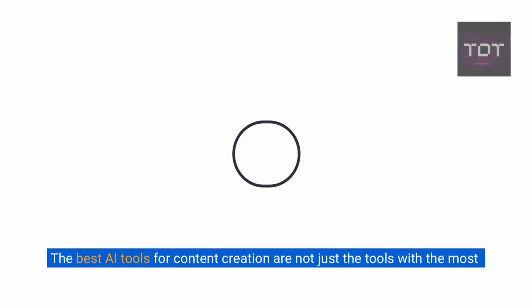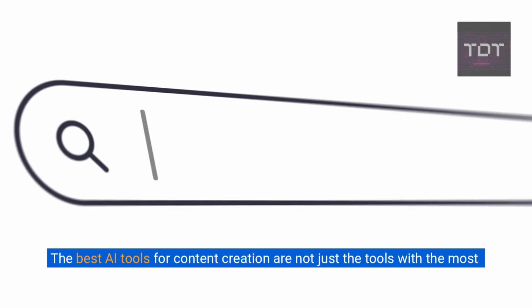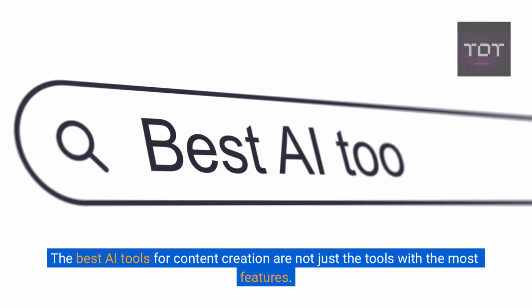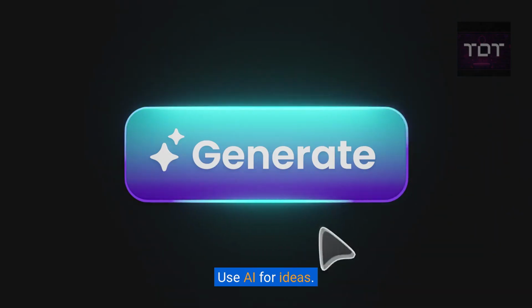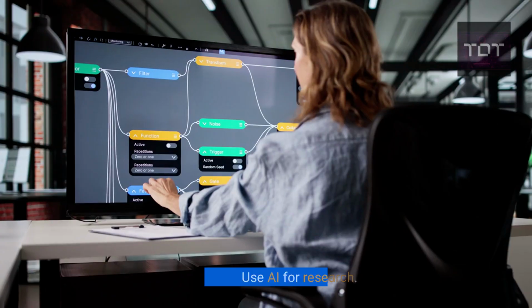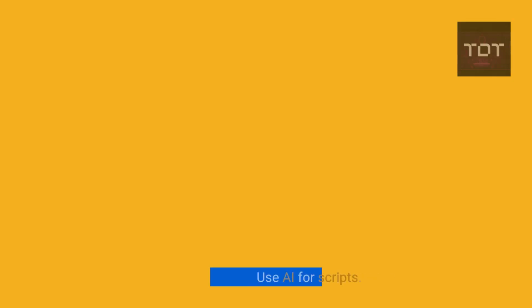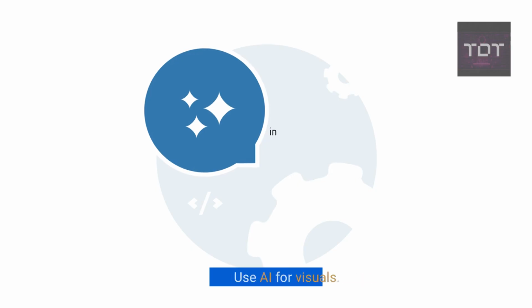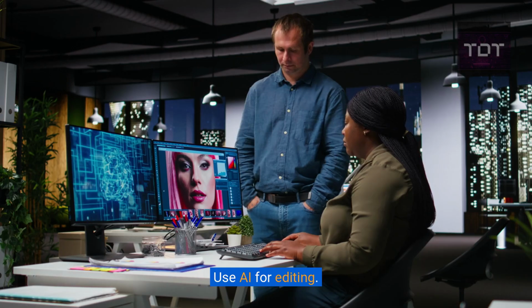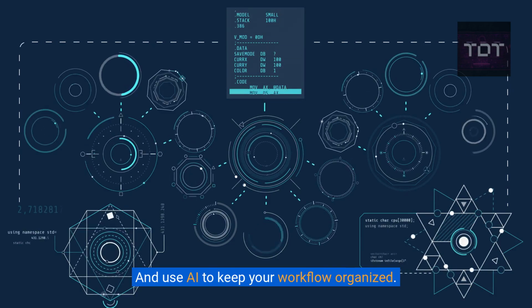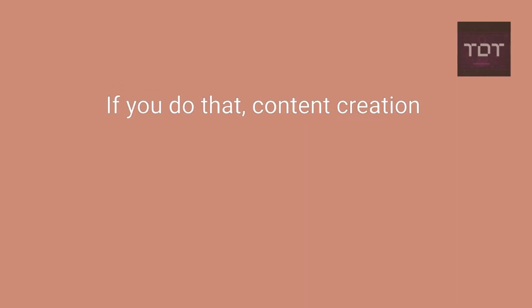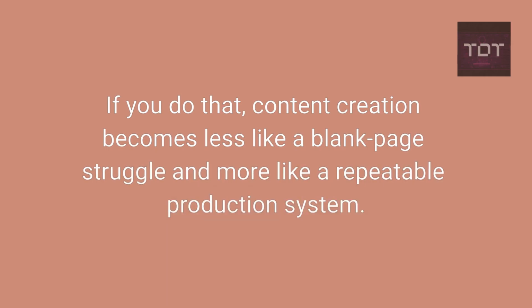The best AI tools for content creation are not just the tools with the most features. They are the tools that help you create consistently without burning out. Use AI for ideas. Use AI for research. Use AI for scripts. Use AI for visuals. Use AI for editing. Use AI for repurposing. And use AI to keep your workflow organized. If you do that, content creation becomes less like a blank page struggle and more like a repeatable production system.